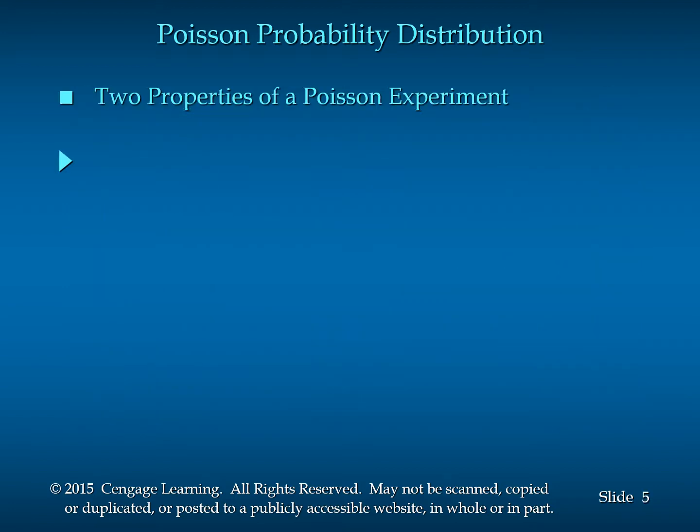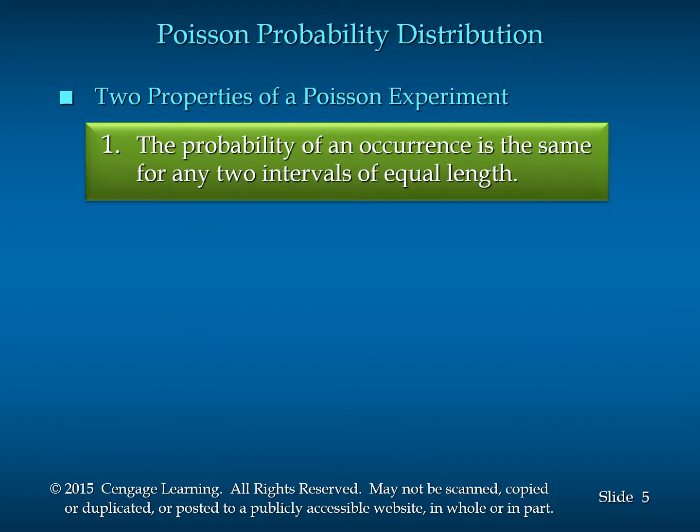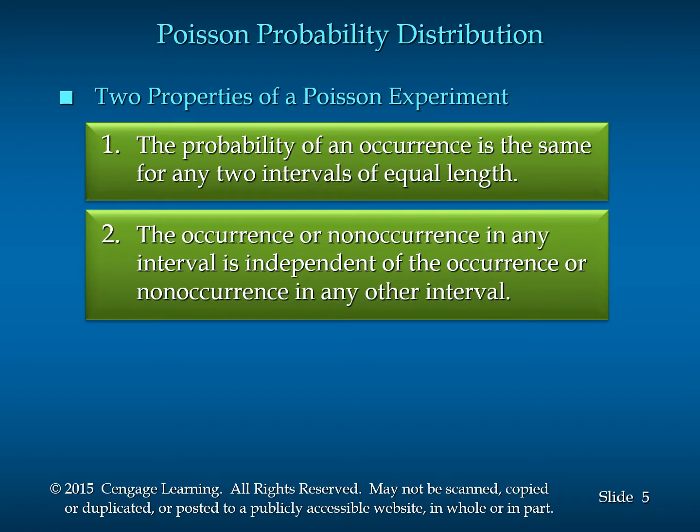The key assumptions behind the Poisson distribution are that the probability of occurrences is the same for any two intervals of equal length, and the probability is independent in one interval from any other interval.